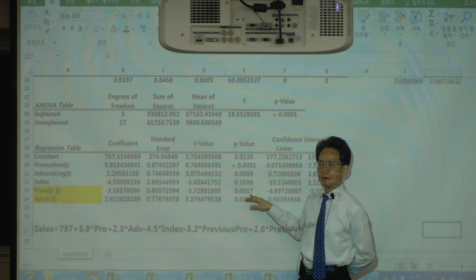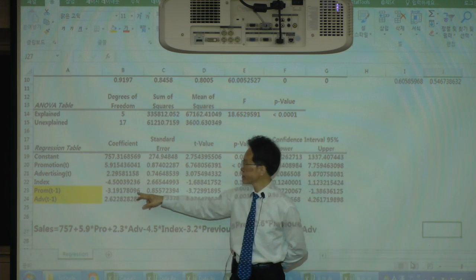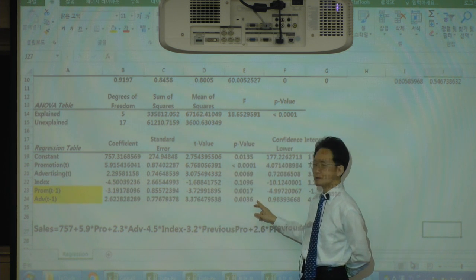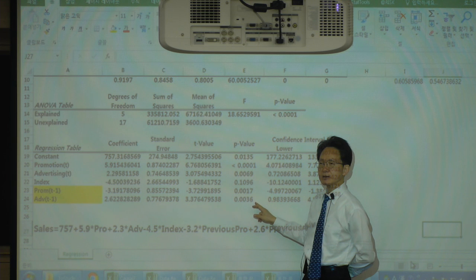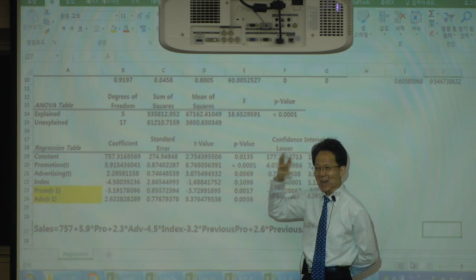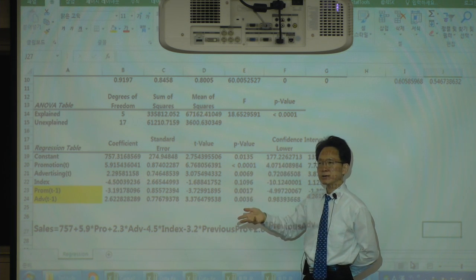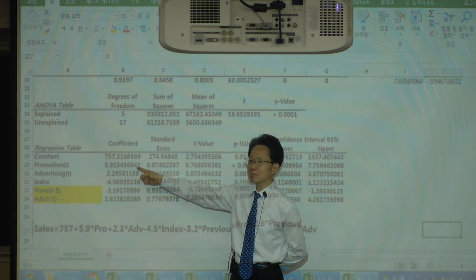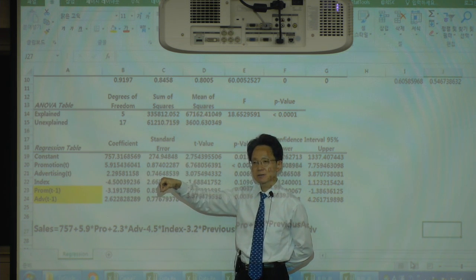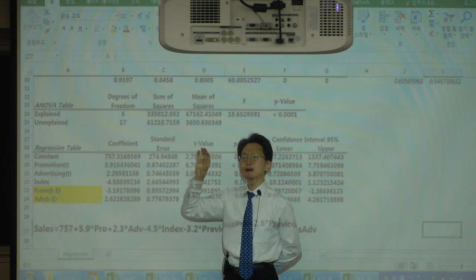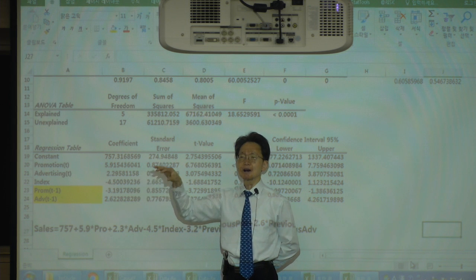So what does it tell? Compare this one. This one is negative, this one is positive. Both are very strong. What does it mean? It means, indeed, my guess was right. Promotion has positive impact on current sales, but promotion has negative impact on the future sales. That's obvious.